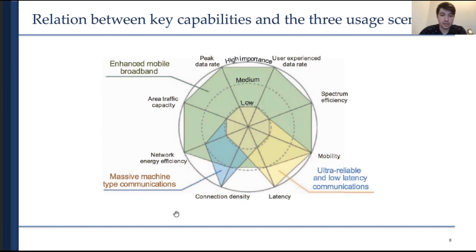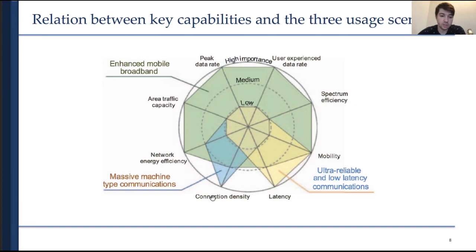And here we can see how those KPIs are important for different use cases. The green one is enhanced mobile broadband, or eMBB. For eMBB, we can see that network energy efficiency, area traffic capacity, experience data rate, spectrum efficiency, and mobility are of high importance, but latency and connection density are of less importance.